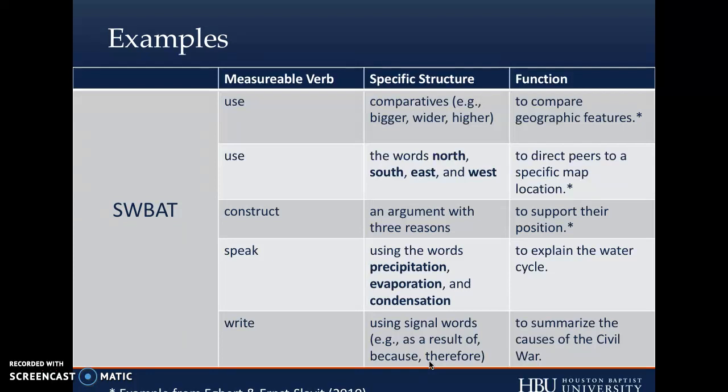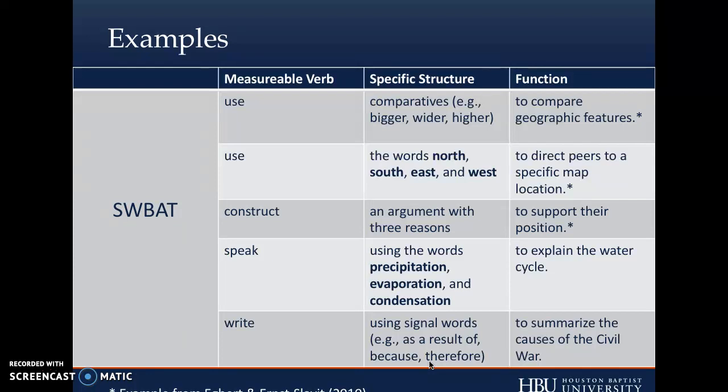So how do you structure an argument with 3 reasons? And what transition words do you use and things like that? So that would be discourse structure. And the function is to support an opinion. So that could be a social studies assignment, or it could be an English language arts assignment.